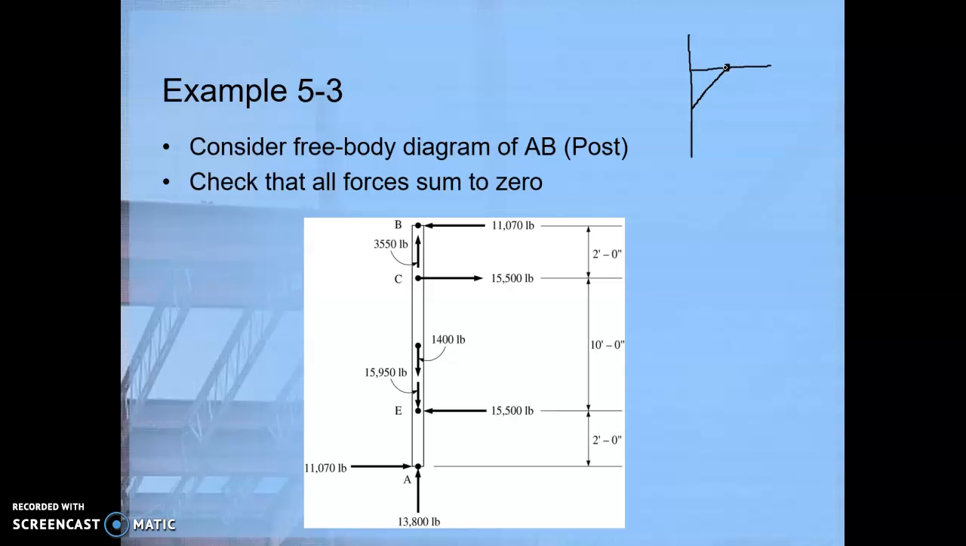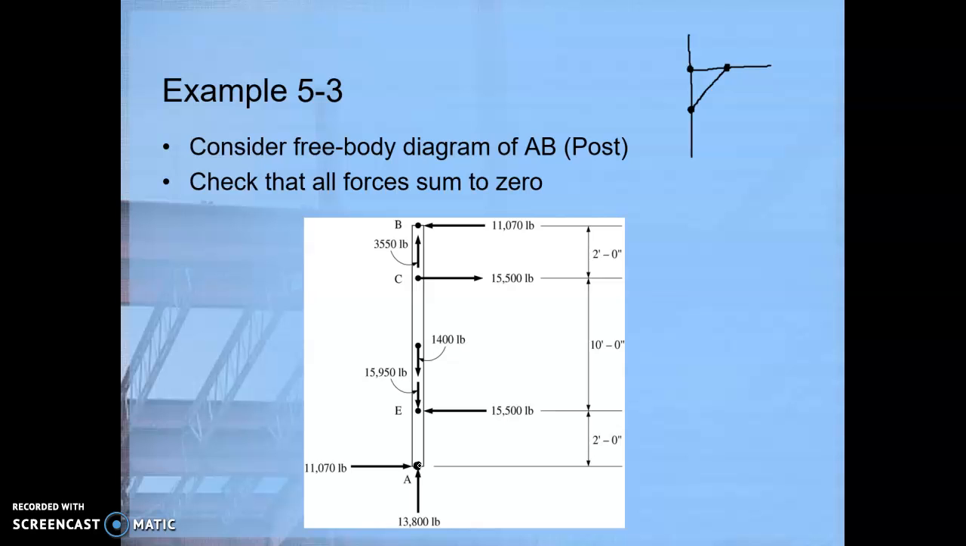And so we need to find the pin reaction forces at these three joints that connect the boom, the brace, and the post. We started with the boom and found the reactions there. We then went to the brace, found some more reactions, and now the only thing left to do is check out the post. So we have here a free body diagram of the post.